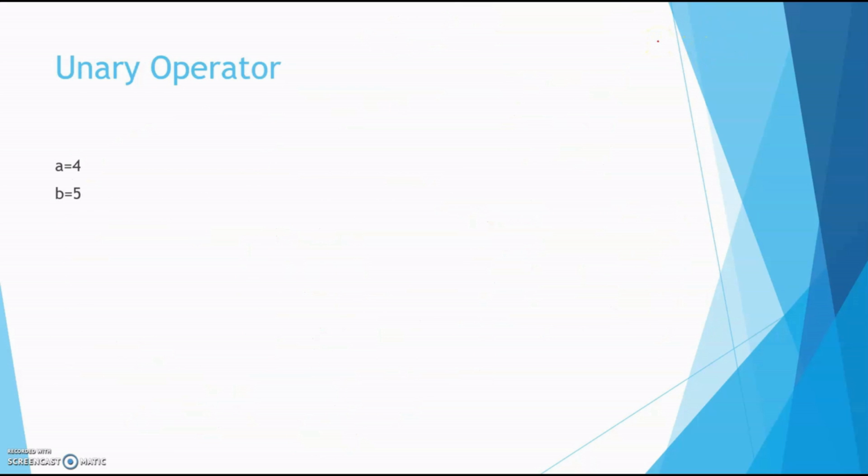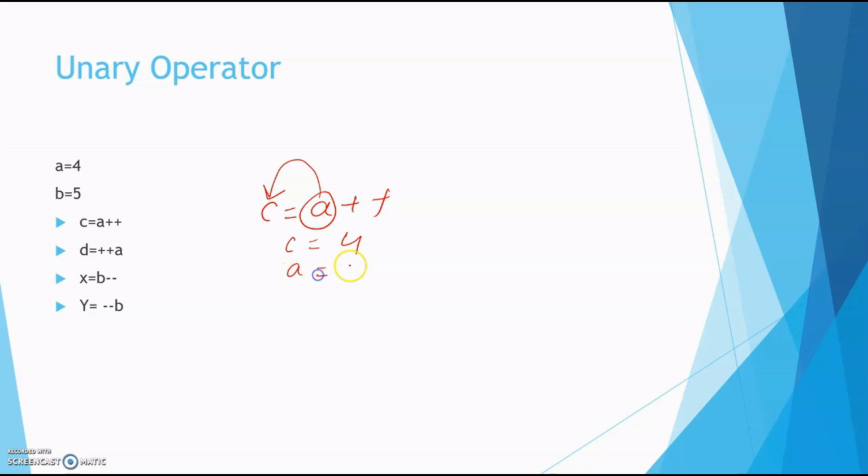If we talk about the unary operator, what is the value of a is equal to 4? If I'm talking about this, c is equal to a plus plus, first this will assign the value of a into c. So what will be the value of c? The value of c will become 4, and after that it will increase its own value, and what will be the value of a? This will become 5. This is post-increment.